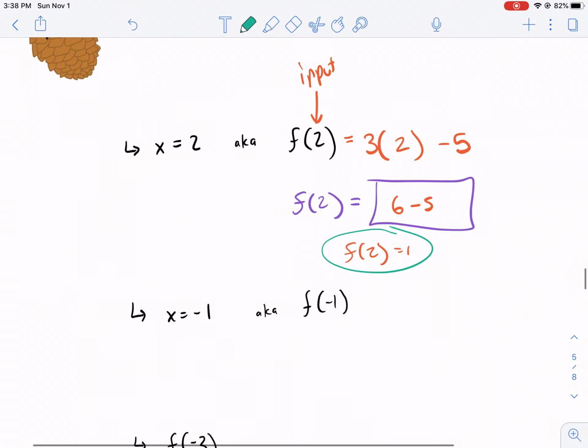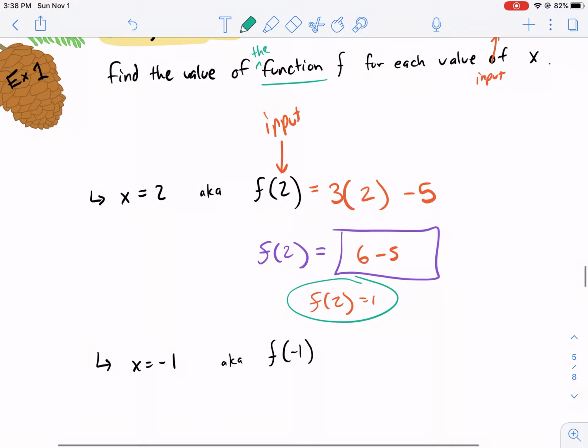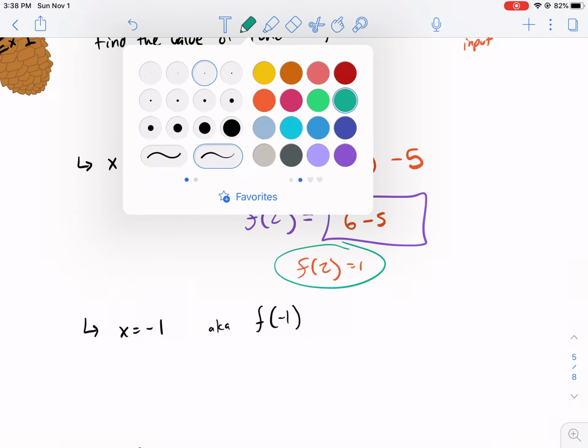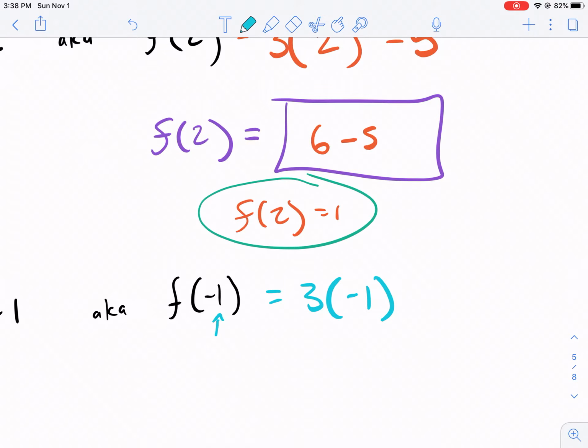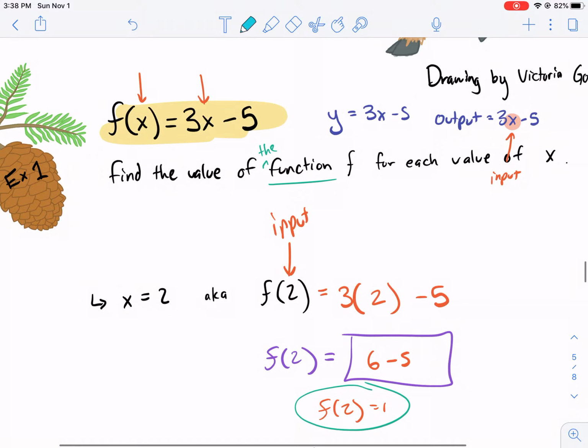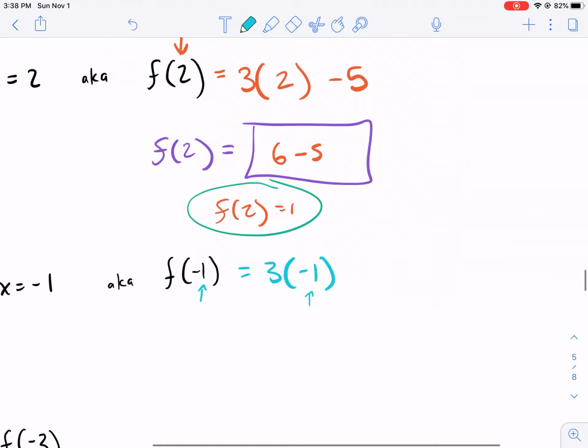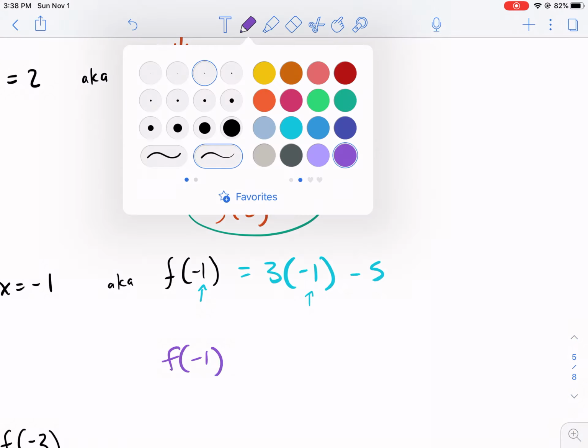So now we have a different one. We have x equals negative 1. Again, we're inputting it into the same function. Let's change the color this time. Let's go light blue. 3 times negative 1. That's our input. These need to match. Instead of writing x and x, we're going to write negative 1 and negative 1 minus 5. And our goal here is we're just trying to find the value of f of negative 1 for this function.